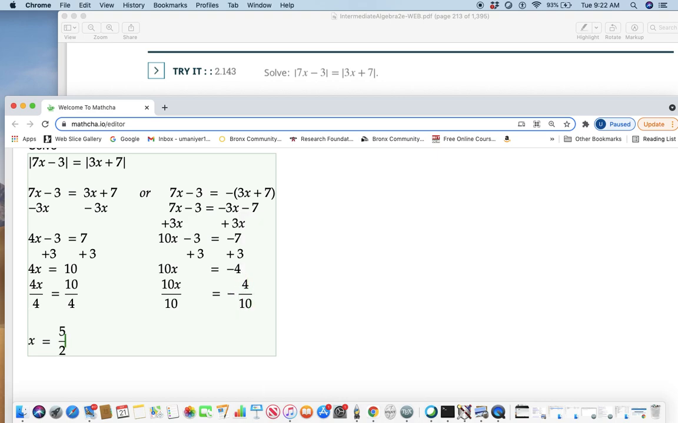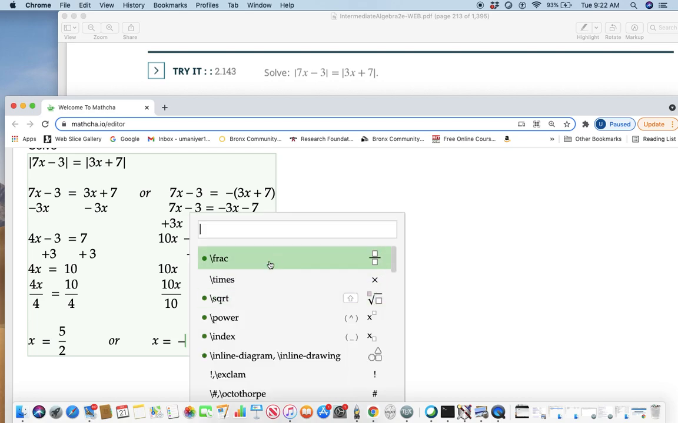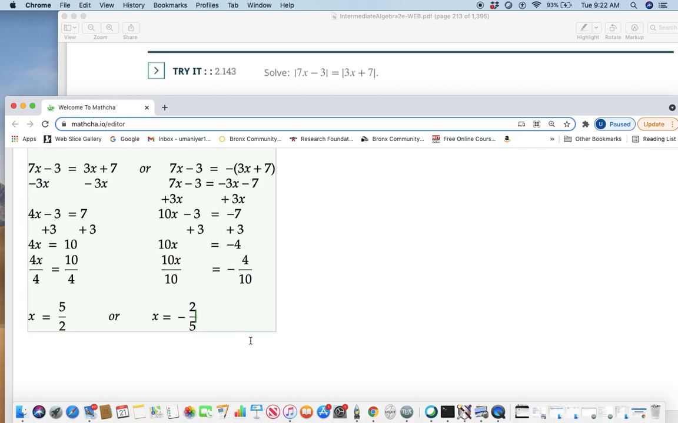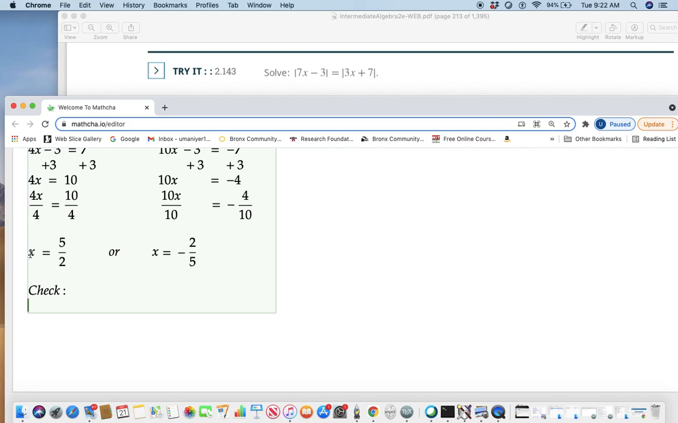Okay, so remember, this equation or this equation means this solution or this solution. Okay, so it's a negative. Notice 2 reduces, so you have 2 over 5. These are your potential two solutions. At this point, don't forget to check. You're checking one solution and then the other.